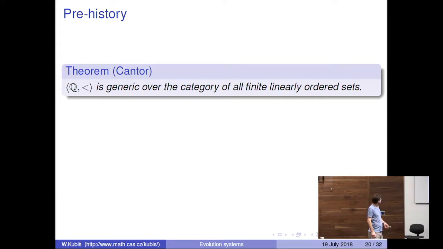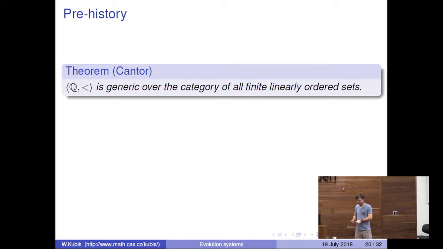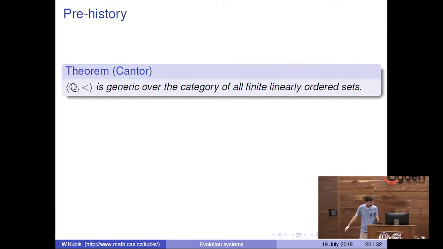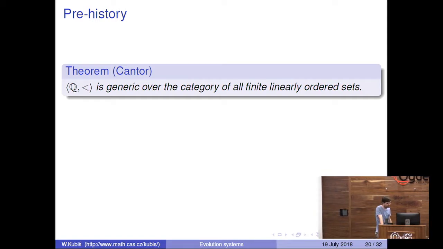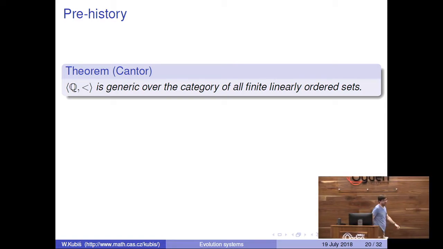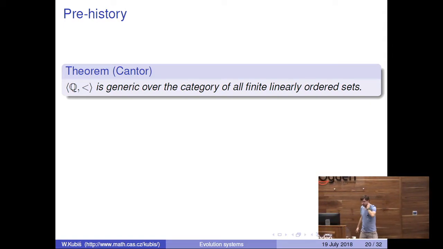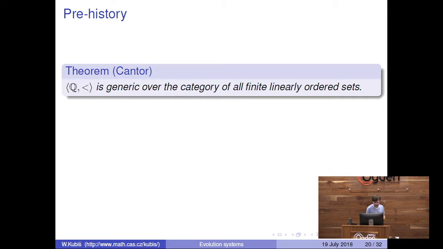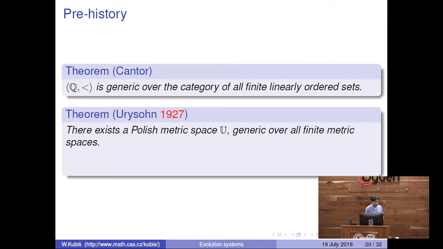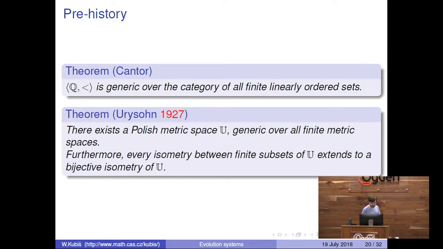So Cantor seems to be the same. Maybe Euclid, but I don't know. Cantor is really the motivation for studying this kind of phenomena. Cantor proved that if you have a countable linearly ordered set, which is dense, with no endpoints, then it is isomorphic to the rational numbers. In this terminology, it is generic.